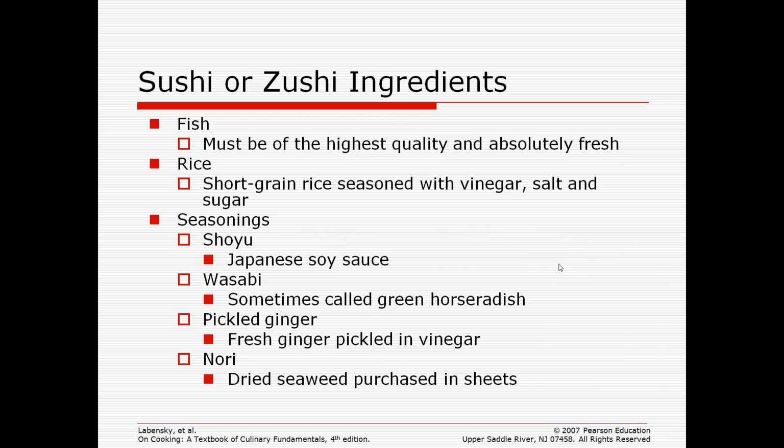Some typical seasonings for sushi include shoyu, which is a Japanese soy sauce, wasabi, which is sometimes called green horseradish, and this is very, very hot. Pickled ginger, which is ginger that's been pickled in vinegar, and nori, which is dried seaweed, and you purchase it in sheets. And you will use nori, and you will get to see what that looks like when you're watching your video to make your sushi.